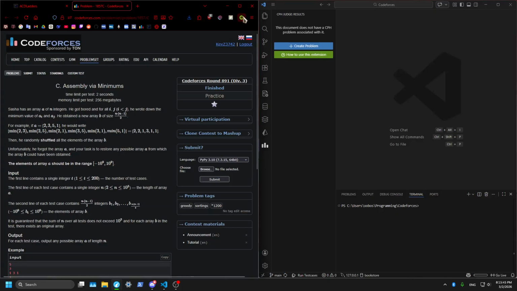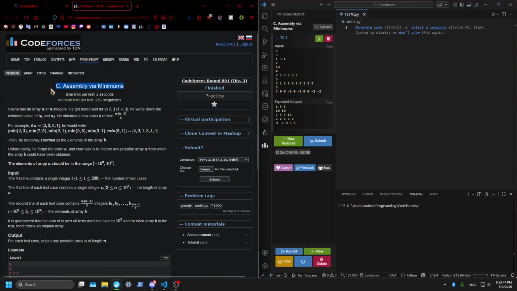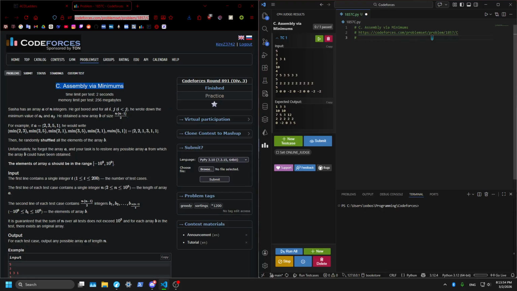Alright. Assembly via Minimums. Another 1200 rated. Goal is to get this down in under an hour. Sasha has an array A of n integers. He got bored, and for all i less than j, he wrote down the minimum value of a_i and a_j. He obtained a new array B of size n times (n minus 1) divided by 2.